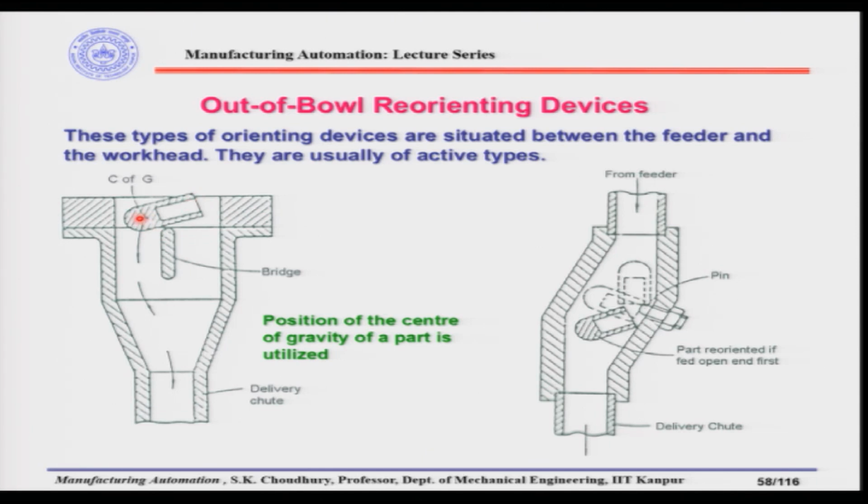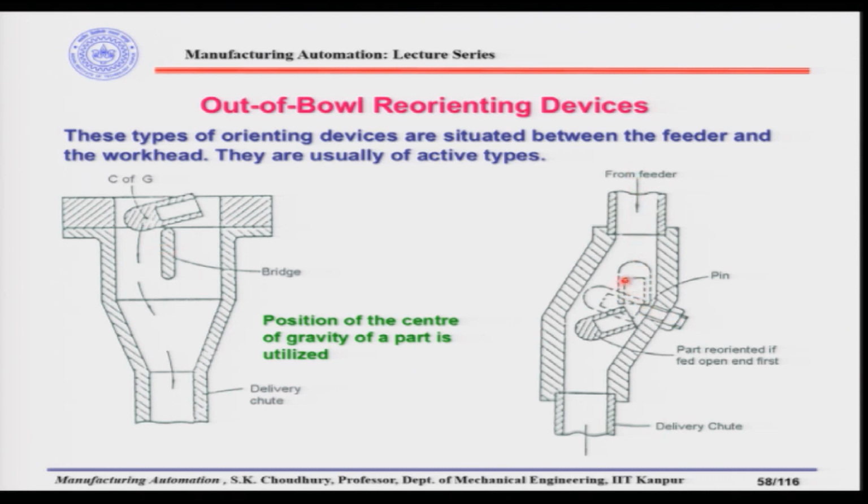Or for example, from the feeder, the parts are coming in different orientations, the same parts, let us say, with the heavier side up or with the heavier side down. So, when it is coming with the heavier side up and we want the parts to come out of this delivery chute with the heavier side down, in that case we can put a pin here, and when it is coming from the feeder, it will hit the pin like it did in the bridge case.